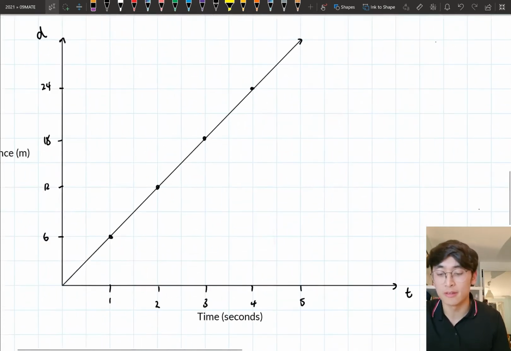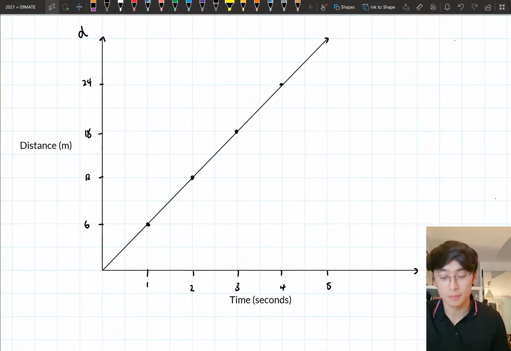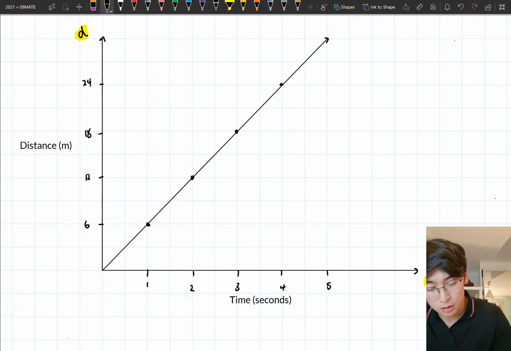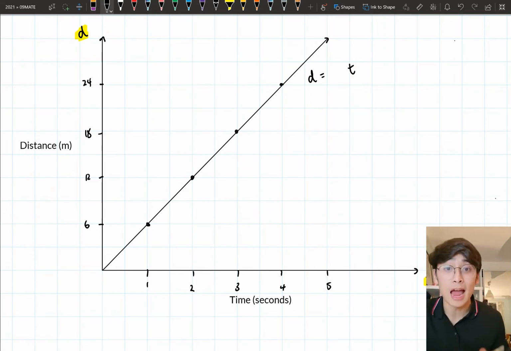And so we can actually create an equation for this line. What we said was it's going to be y is equal to mx. Now in this case, instead of y and x, we're going to have d and t. So here, this is just going to be d is equal to some number before my t. Now that number happens to be our gradient.